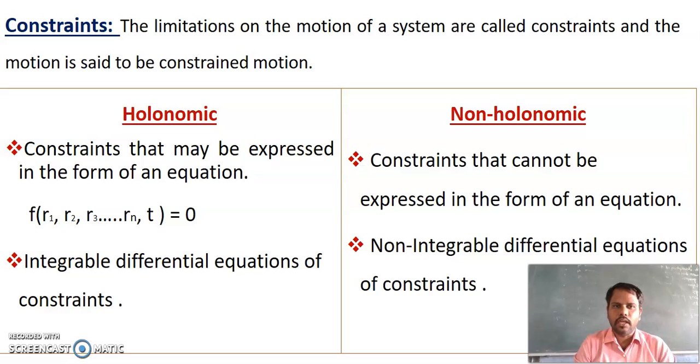Based on the equation for a constraint, constraints are classified into two types: holonomic constraint and non-holonomic constraint. If the constraint can be expressed in the form of an equation, then we call it a holonomic constraint. If the constraint cannot be expressed in the form of an equation, we call it a non-holonomic constraint. Holonomic constraints are integrable differential equations of constraints, whereas non-holonomic constraints are non-integrable differential equations.